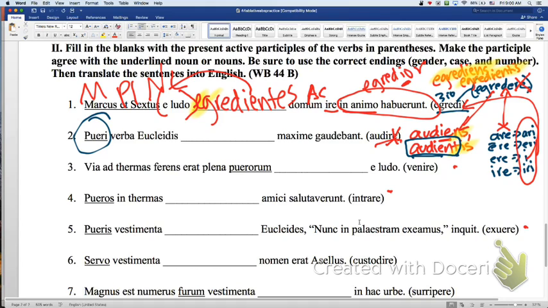Okay, this next one. I had to make it match with pueri, right? So pueri is masculine, nominative, plural. So what did I put in the blank? Audientes. Good. So we got the boys hearing the words of Euclides were rejoicing greatly.